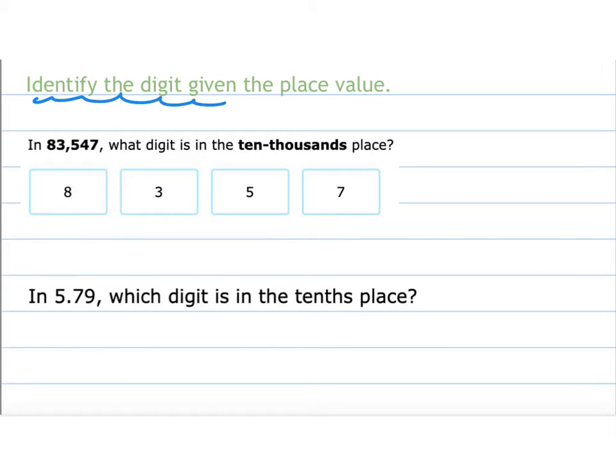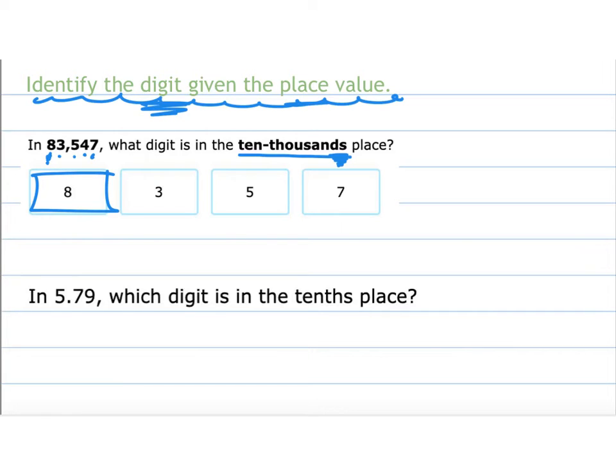Trying again here, identify the digit given the place value. Okay, so given the place, we're going to identify the digit. Again, your chart is super helpful to have, right? So we're looking for our 10,000s. Notice this is going to give you my tip again. 10,000s, I know it's to the left of the decimal. It's in the wholes because that's a big sound. So then I look here and I think, well, ones, tens, hundreds, thousands, 10,000s. The 8 is in the 10,000s.